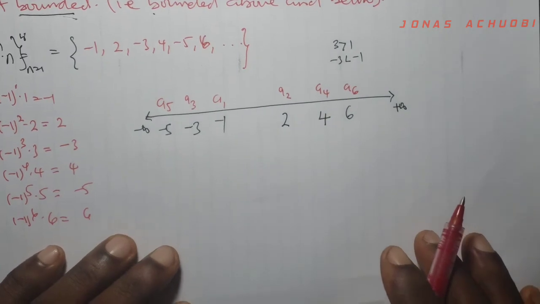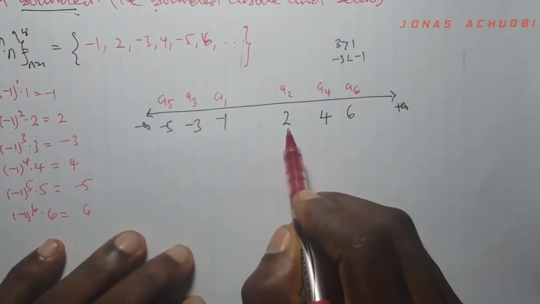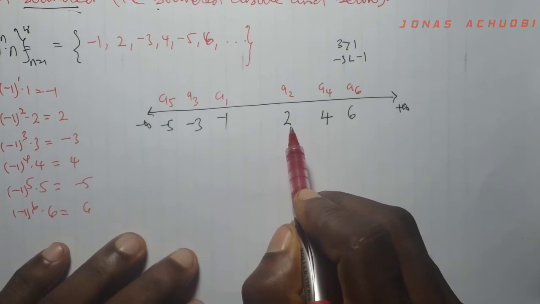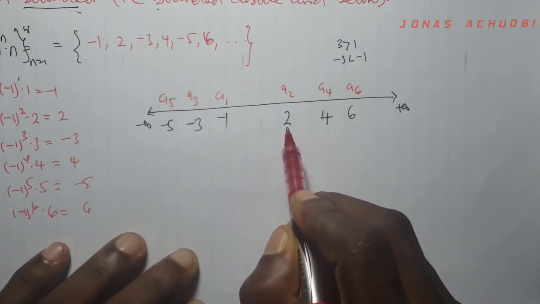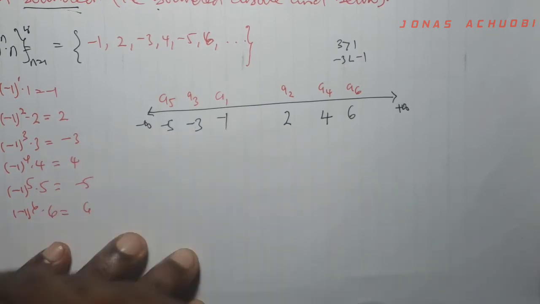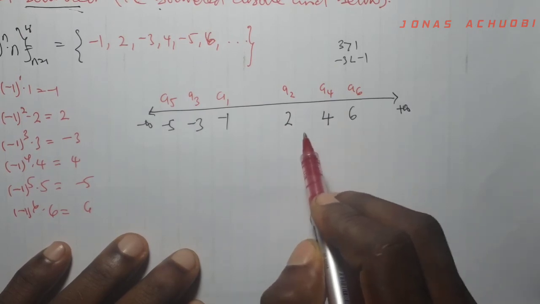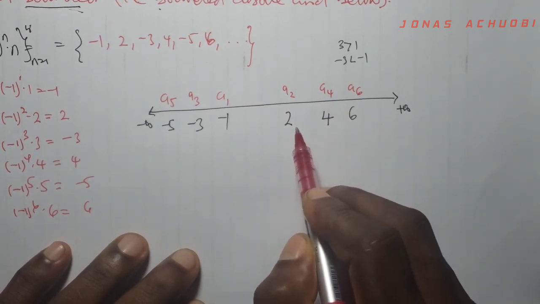Let's start with the upper bound. If I claim that 2 is an upper bound for this sequence, it will mean that 2 is bigger than every other number in the sequence. Let us see. 2 is bigger than -1. Of course, 2 will be bigger than all other negative terms on the left. That is correct. But 2 is not bigger than 4. So 2 cannot be an upper bound.